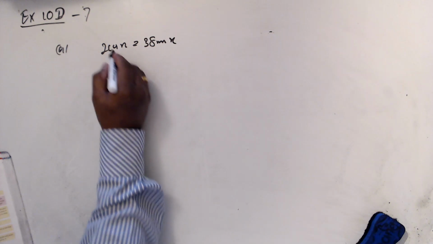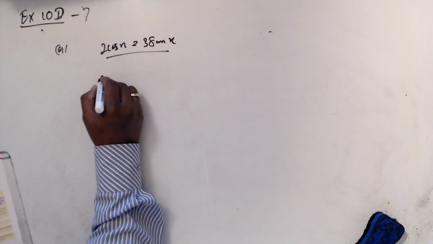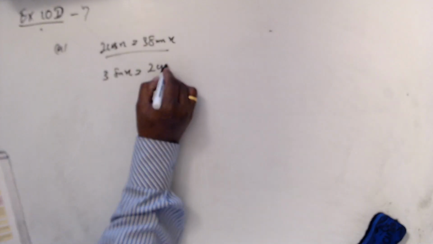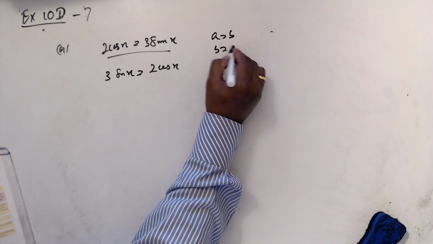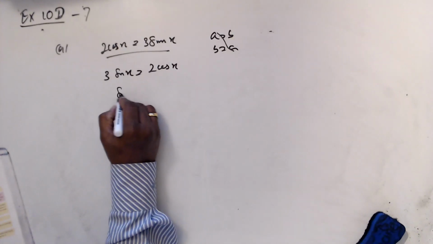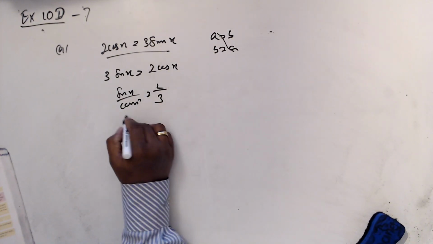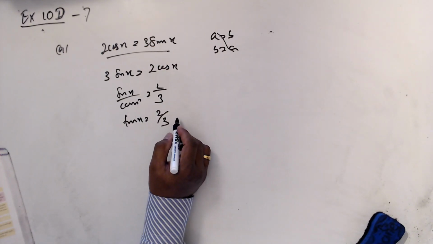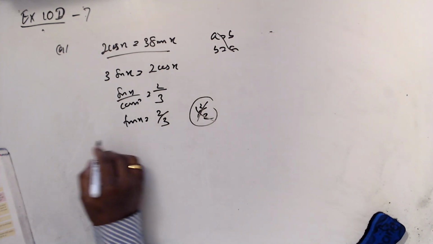Question number 7. 2 cos x equal 3 sin x. I will write this as 3 sin x equal 2 cos x, still the same, right? A equal b means b equal a. So I'll bring this one down. Sin x over cos x equal 2 over 3, so tan x equal 2 over 3. But student A wrote 3 over 2. So that is the mistake.